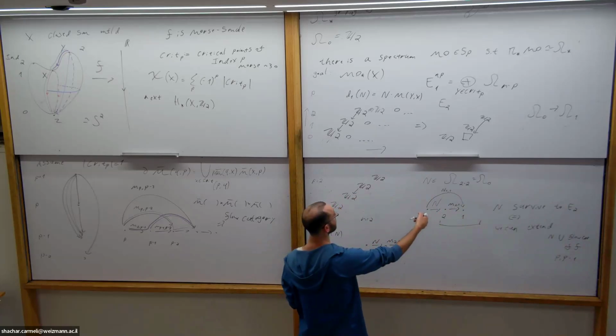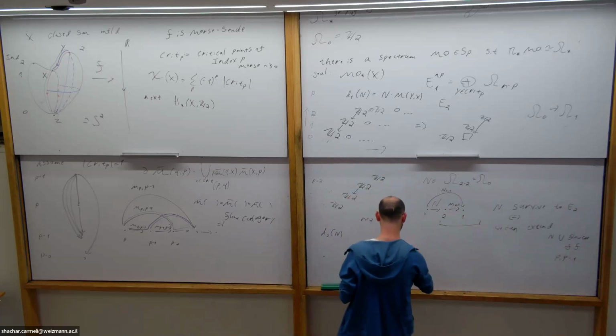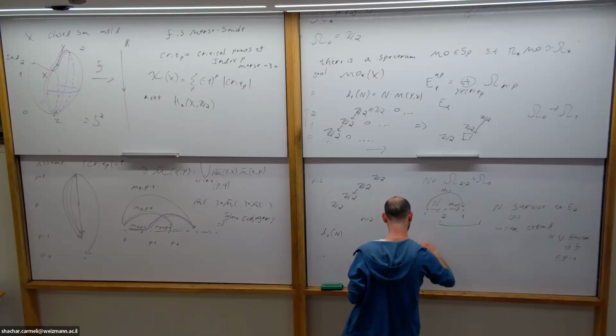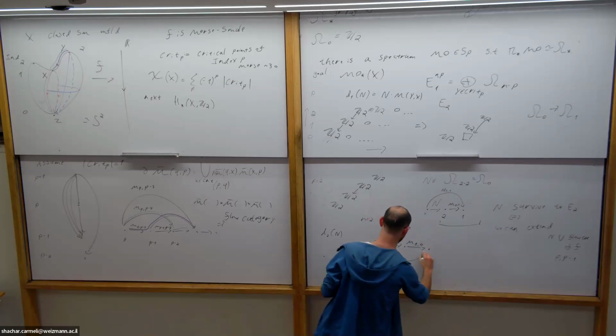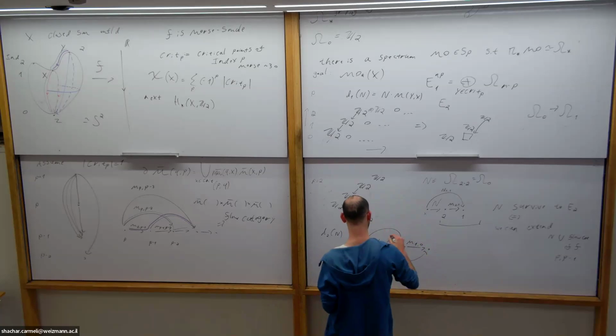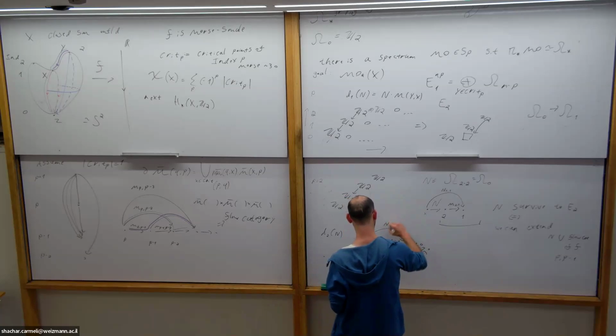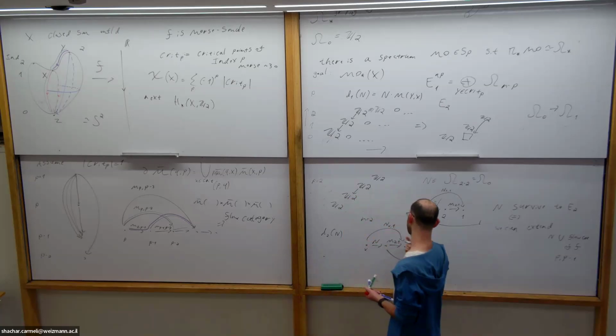And we have the flow category that came from F. So we can draw also the flow category. And we have here a one-dimensional manifold. And we can take, we can glue them together.